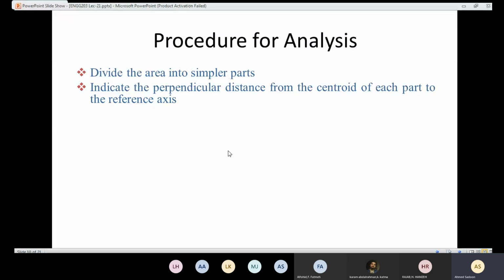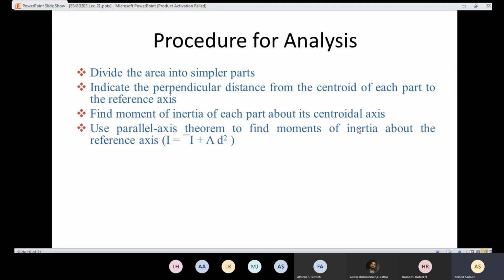Also, we need to find the moment of inertia of each part about its centroidal axis. We are going to use the formulas that we discussed in order to determine the moment of inertia about the centroidal axis for each part. Then we are going to use the parallel axis theorem to find the moment of inertia about the reference axis.